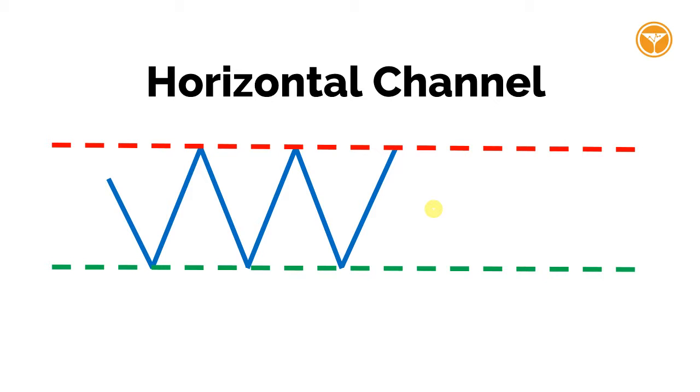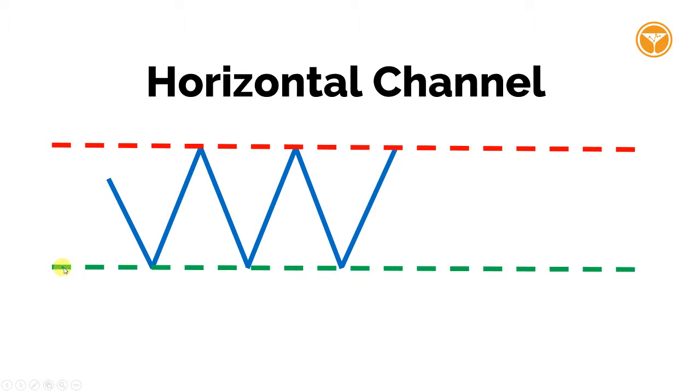So what is a channel? Here we've just got a line chart. And you can see that price is being trapped within 2 points over time. And after a certain period of time where price is trapped, us as technical traders will be able to actually identify this and call it what we call a channel.